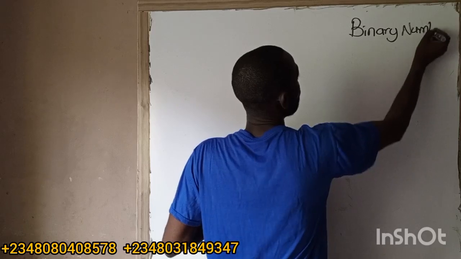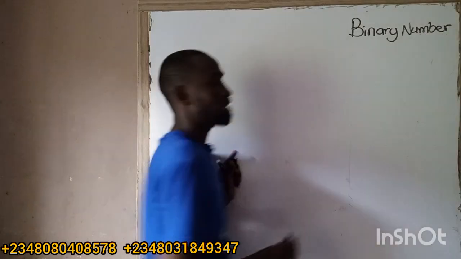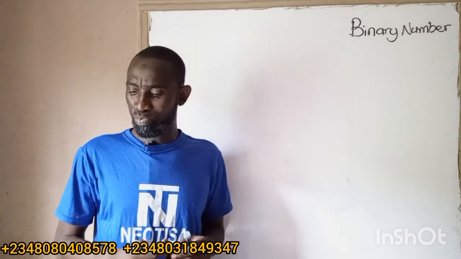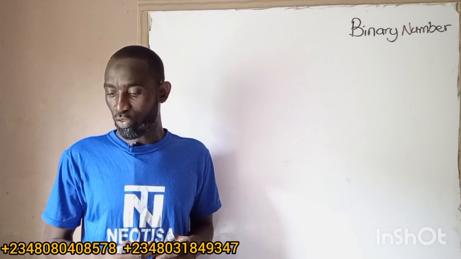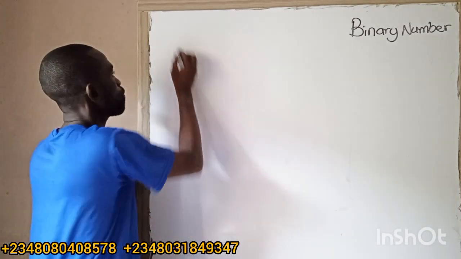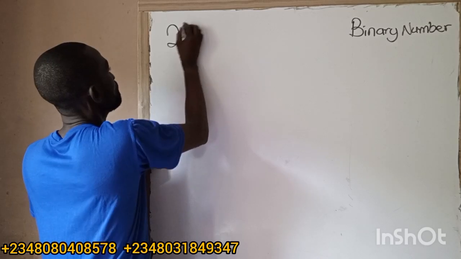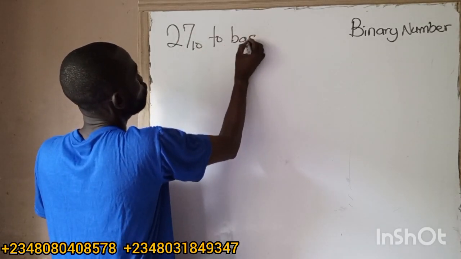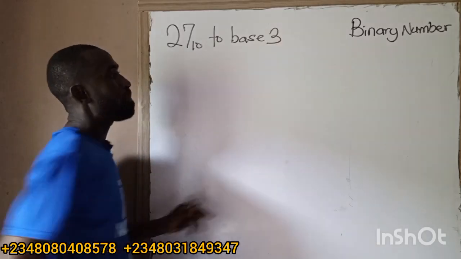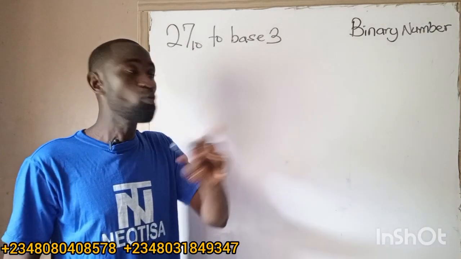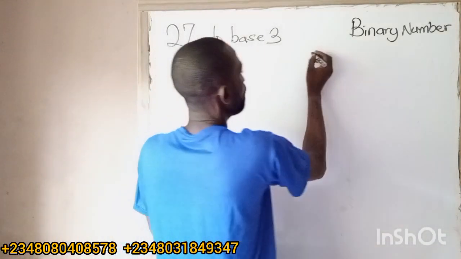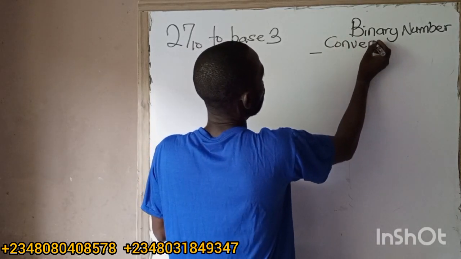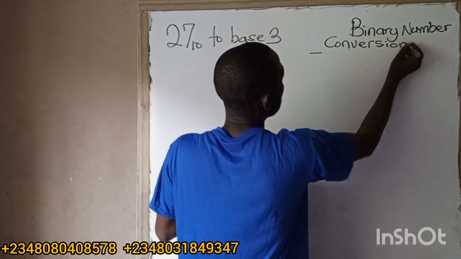So I'll try to solve questions under binary number. The first one here is how we should convert 27 base 10 to another number in base 3. So under binary number, we have three things that we must know here. What are the forms of conversions that we have?